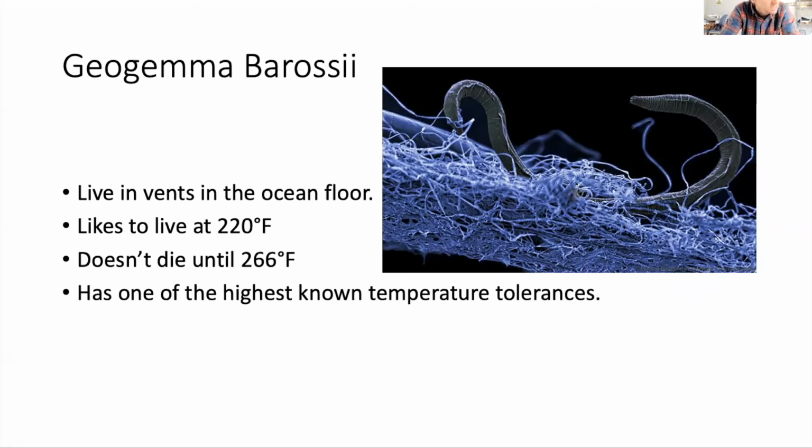Geogemma barosi. These are some ones that live in really extreme situations. They're in the vents of the ocean floor, 220 degrees Fahrenheit. They don't die until you get up to 266. That's really hot. So they have one of the highest known temperature tolerances of any creature in the world. And they're these sort of crazy looking little wormy things. So worms are one example, one way to go with this project.